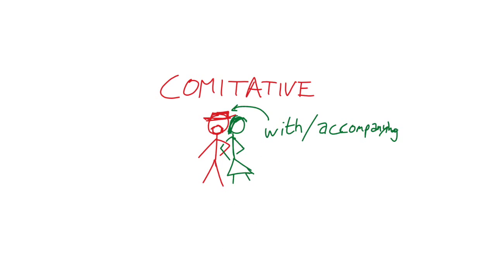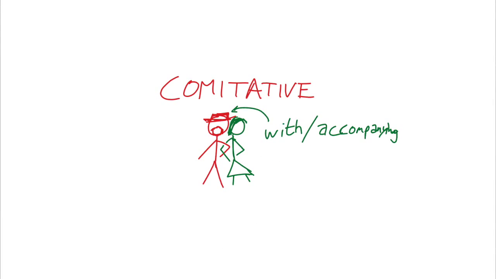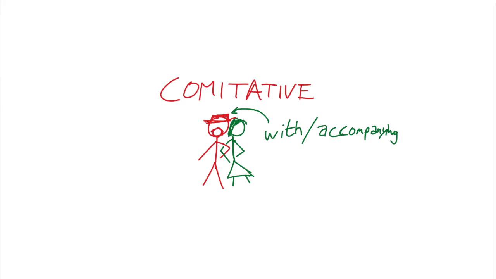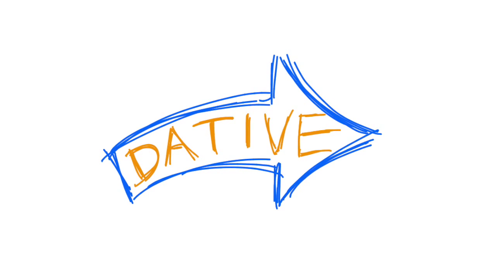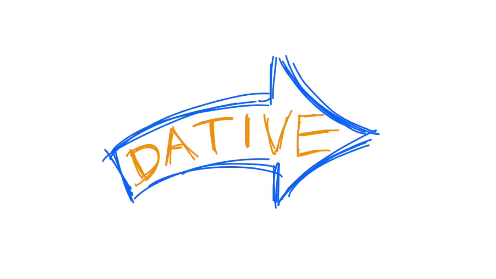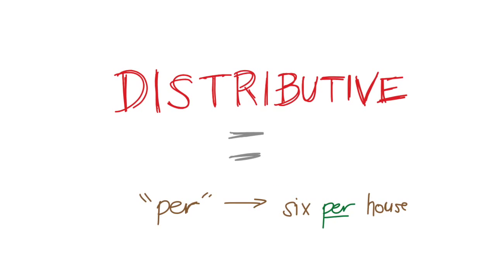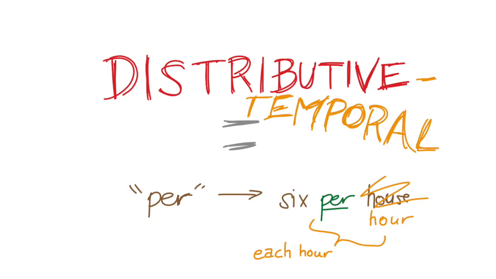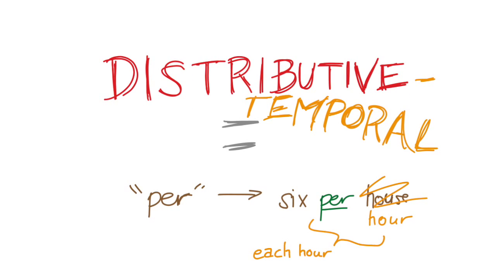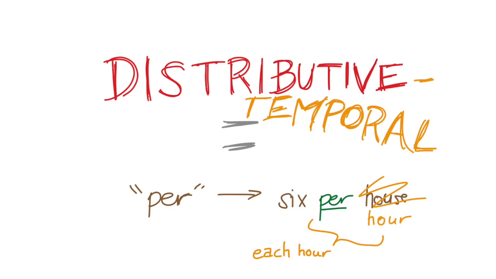There's a comitative case that tells you if you are in the company of something or someone. I am with a dog. The dative case conveys any direction or movement or action towards a thing. It often works to define the indirect object of a verb. The distributive case is basically the word per, while the distributive temporal case defines how often something happens, like when you say something happens monthly or every hour.